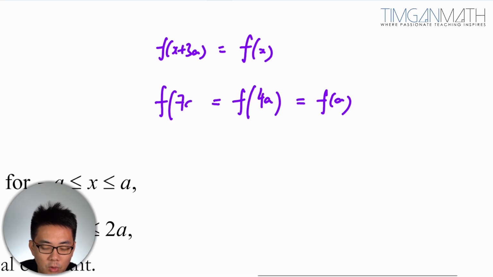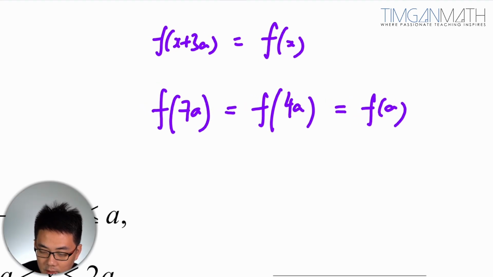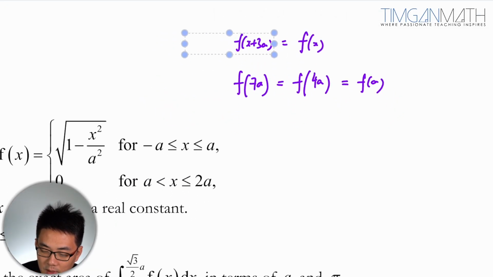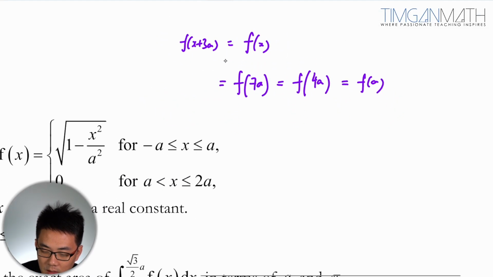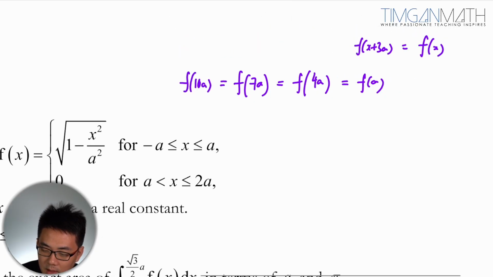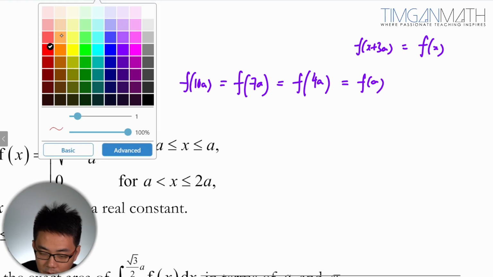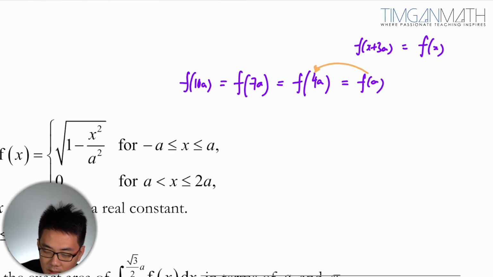So you can just keep wash, rinse, and repeat. Here then, this is 7a. Okay. So if you move this over to the other side, if x becomes 7a, same thing, this will be f equals to 10a, and so on. So you realize that you can actually just add 3a here. Add 3a.